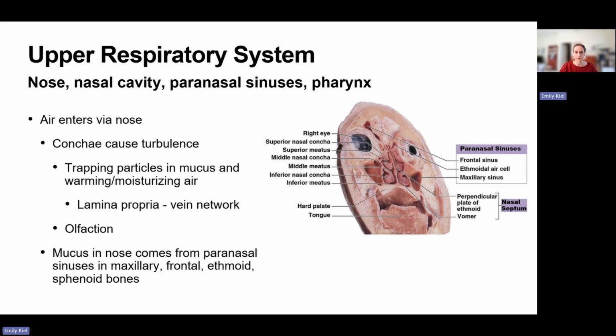There is a lamina propria that has an extensive vein network, and that vein network is part of that warming of the air. And in that nasal cavity, that's where we're also going to get the olfaction or the smell. And the mucus in our nose comes from our paranasal sinuses. And those sinuses are in the maxillary, the frontal, the ethmoid, and the sphenoid bone. So we want to make sure that we know what the paranasal sinuses are and where they're located.